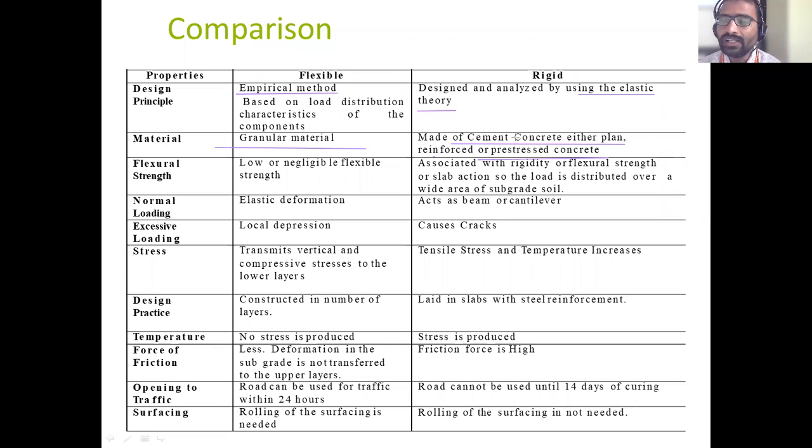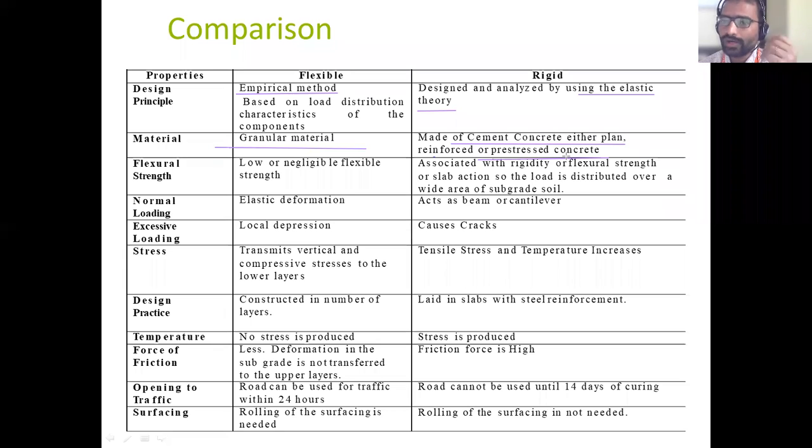Okay, in rigid pavement there are three kinds. One is plain PCC. What is PCC? Plain cement concrete. Or it is reinforced cement concrete, RCC. So rigid pavement may be PCC, rigid pavement may be RCC, that is reinforced cement concrete. And also rigid pavement may be PSC. What is PSC? Pre-stressed concrete. Are you getting?